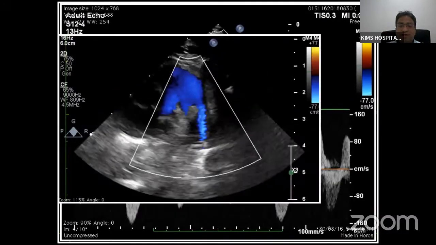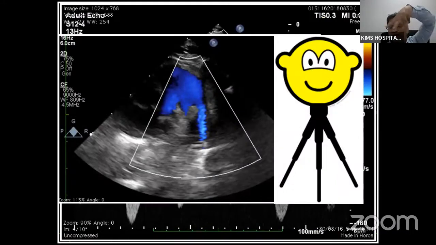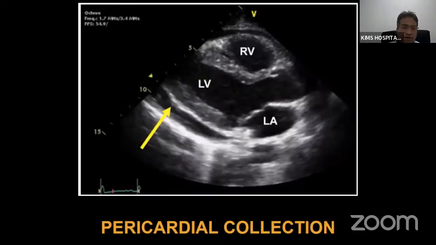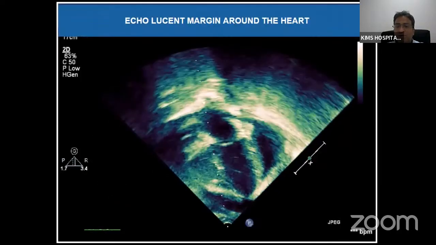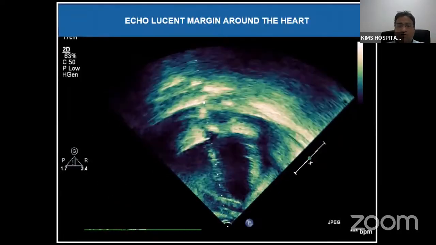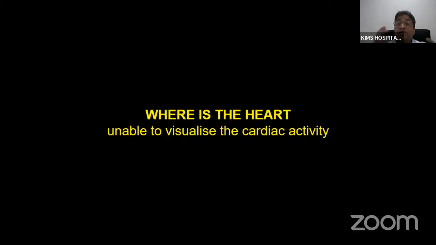In the same way, you can see these 3 things, the tripod sign of the PDA. Sometimes you can see a pericardial collection, a large pericardial collection. So where is the heart? Sometimes you are not able to see it. That's why your clinical judgment is very important. See the X-ray.